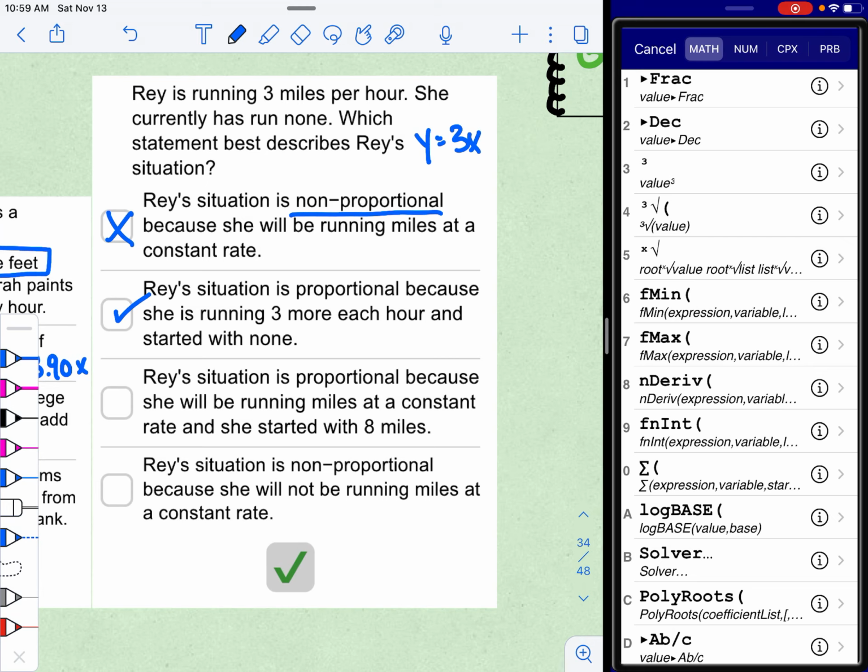Yes, she's going to be running 3 miles per hour, but she started with 8 miles. There's no information about starting with 8 miles, so we're going to get rid of that one. And then this one says non-proportional, and we disagree. So there we go.